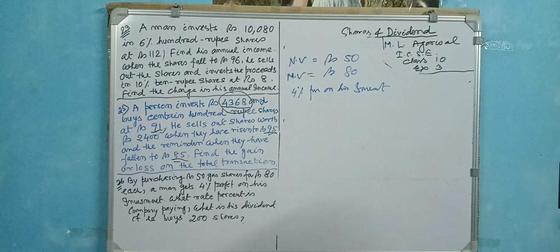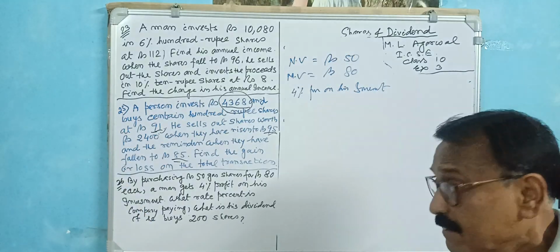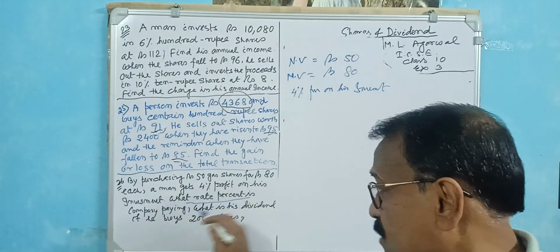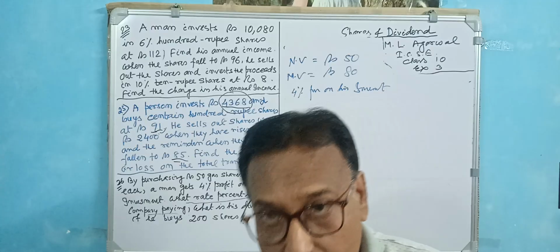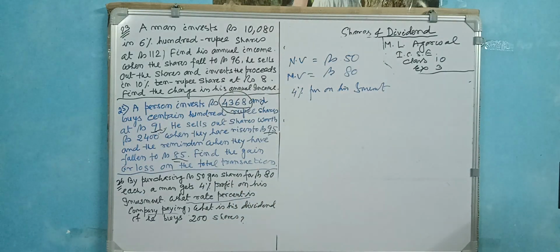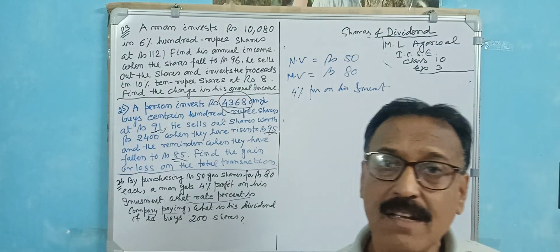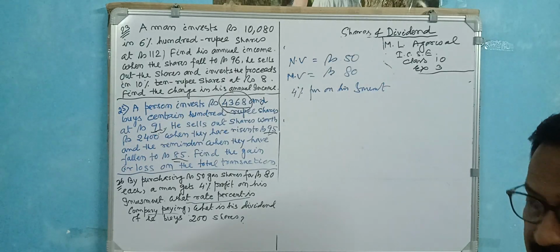What rate percent is the company paying? That is the meaning. What rate percent is the company paying? That means actually the question is, what is the dividend percent? Company paying means the company's dividend. So find out the dividend percent that the company declares. This is the question actually.